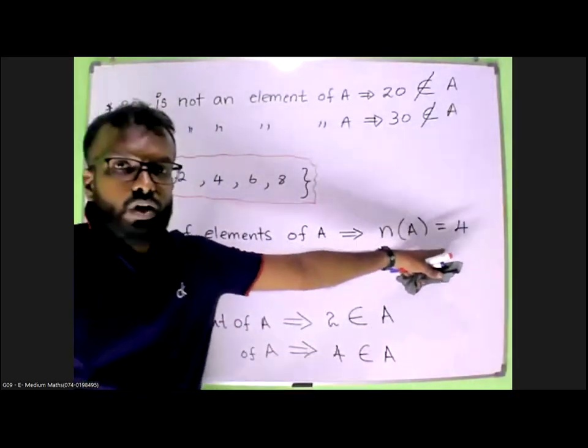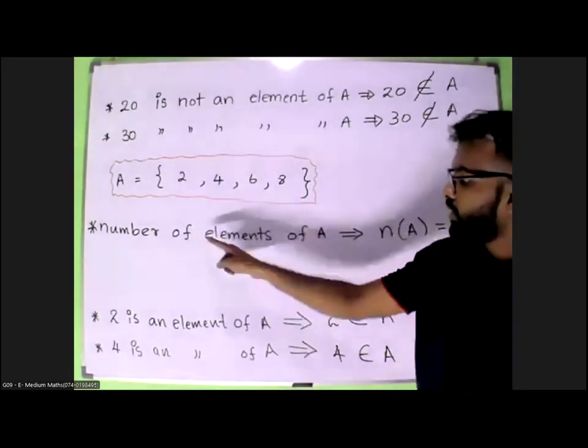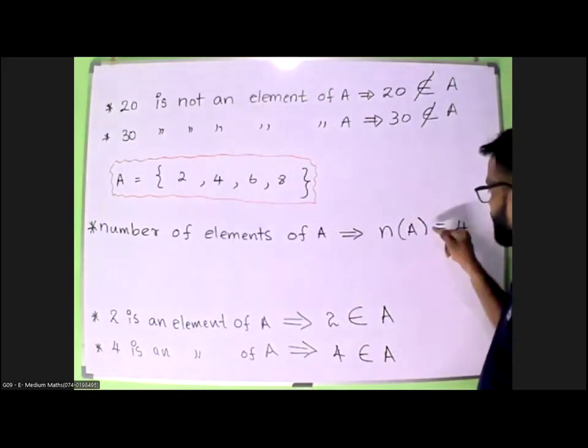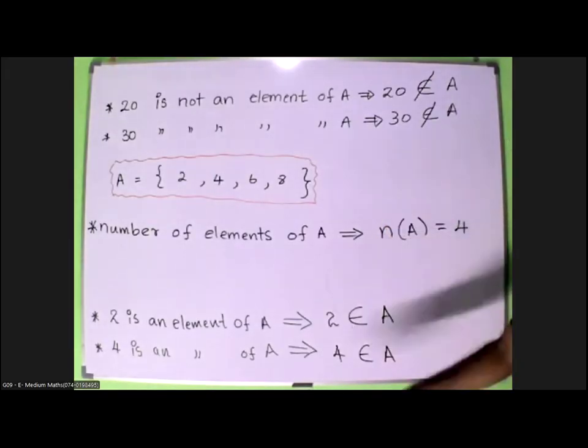So this is the way that you are going to do it. Number of elements of A equals 4. This is the mathematical way.